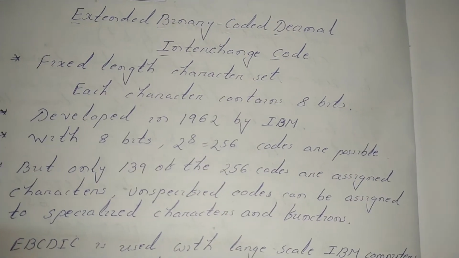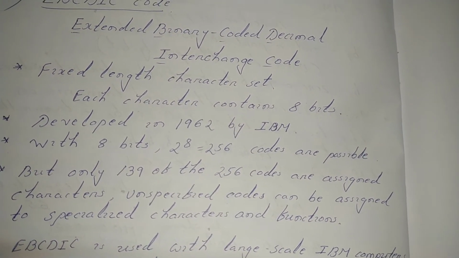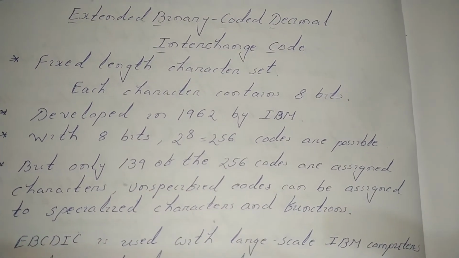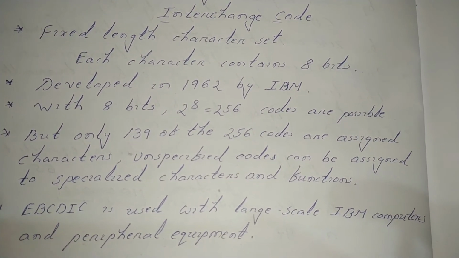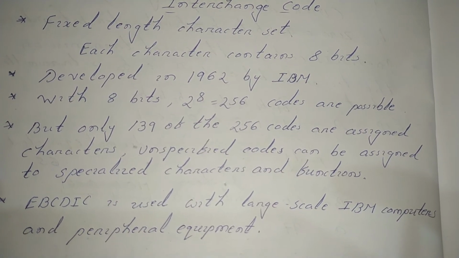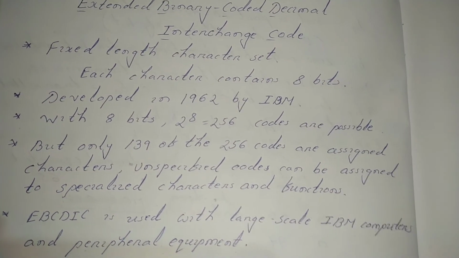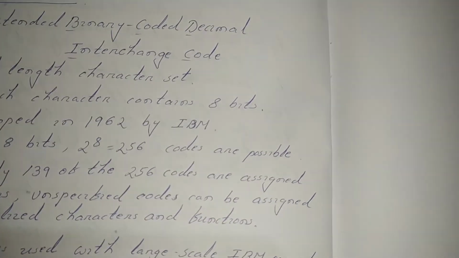But all the 256 codes are not assigned to the characters. Only 139 number of the codes are assigned to the characters. Unspecified codes can be assigned to some specialized characters and the functions. And EBCDIC is basically used in the large scale IBM computers and some peripheral equipment. So EBCDIC was basically designed by the IBM to operate within its organization. But nowadays it is used by other corporations also.